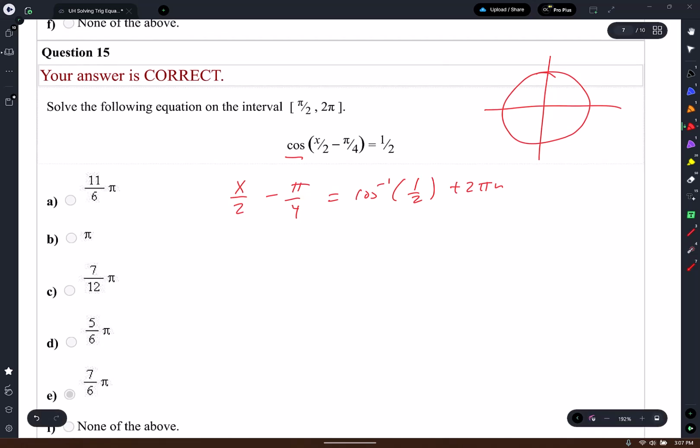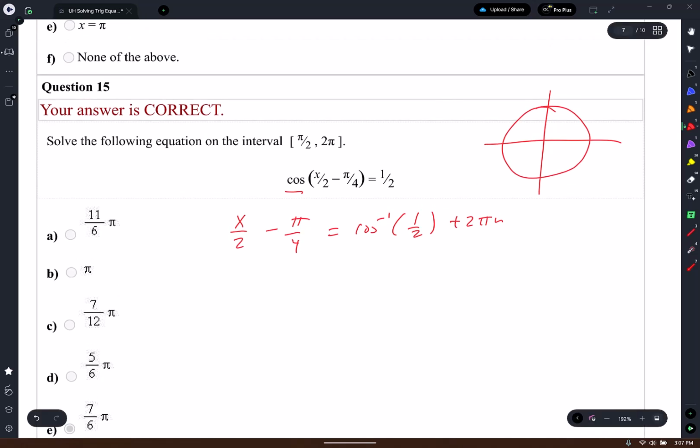And Chav, why weren't we doing this for the other ones? Well, because the other ones had simple arguments. This one doesn't have a simple argument. So you look for where cosine is a half. That's in quadrant 1 and in quadrant 4. See? That's 1/2 comma square root of 3 over 2. And right here, that's a positive 1/2 comma negative square root of 3 over 2.